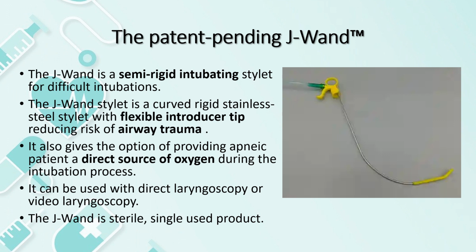The patent pending G-Wand is another type of stylet that is a semi-rigid intubating stylet. It has a flexible introducer tip to decrease airway trauma, and has a direct source of oxygenation to keep the patient oxygenated during the intubation process. In my opinion, it does not add any benefit to the previous kinds of stylets.